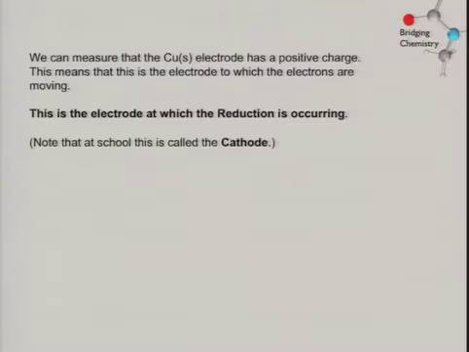So we can measure that the copper electrode has a positive charge. Never mind, I would probably still prefer that you say we can measure that the copper electrode is positive, but whatever. This means that this is the electrode to which the electrons are moving. So this is the electrode at which the reduction is occurring. So the positive electrode is where you get the reduction. In NCEA chemistry, this is called the cathode.